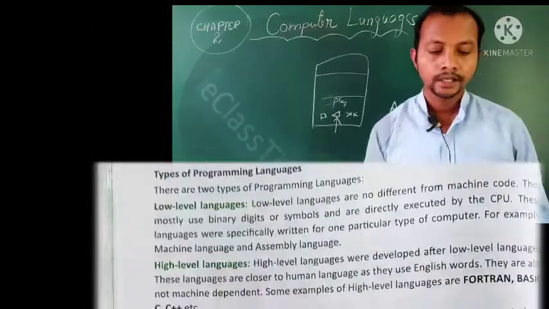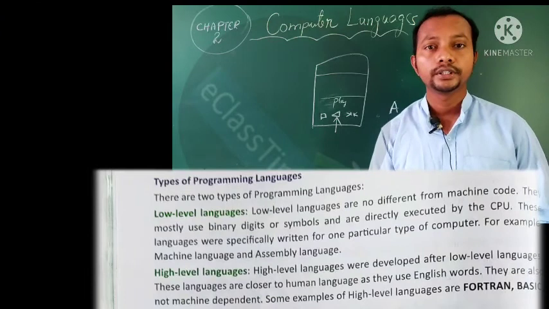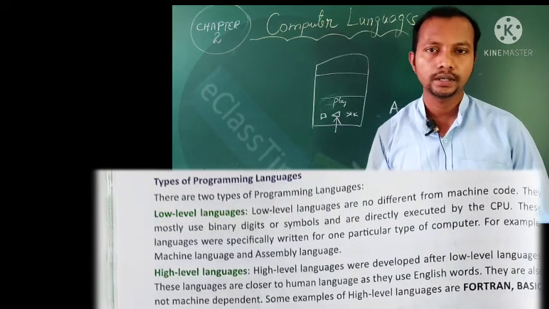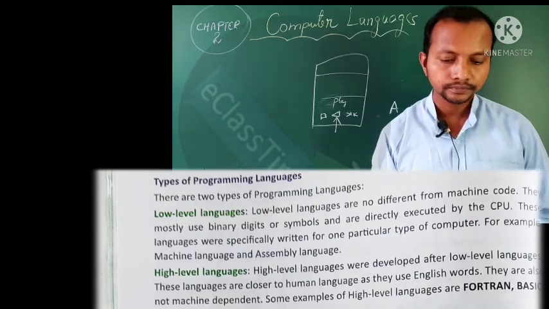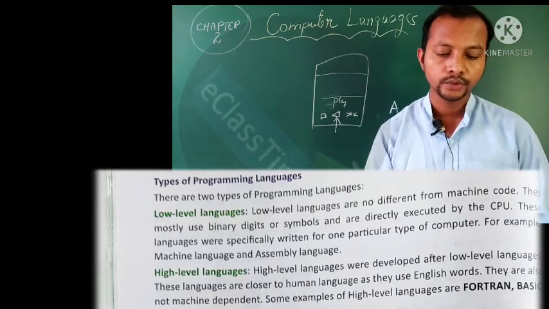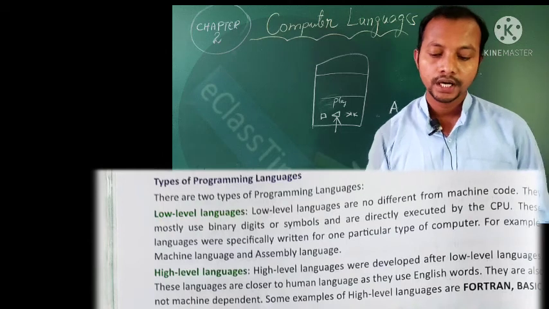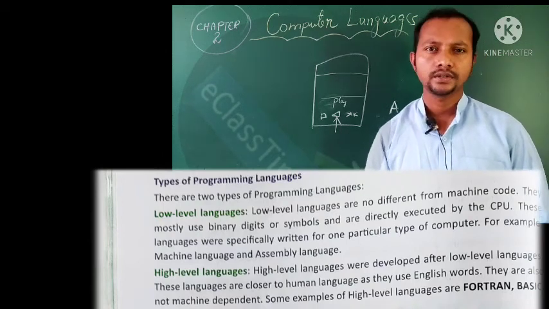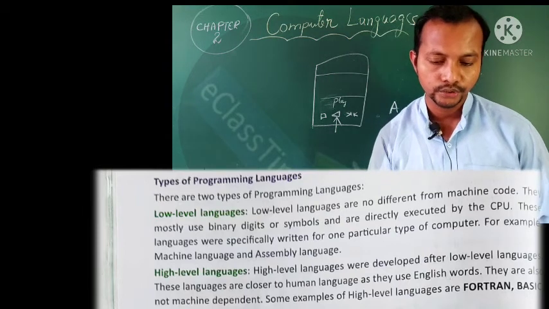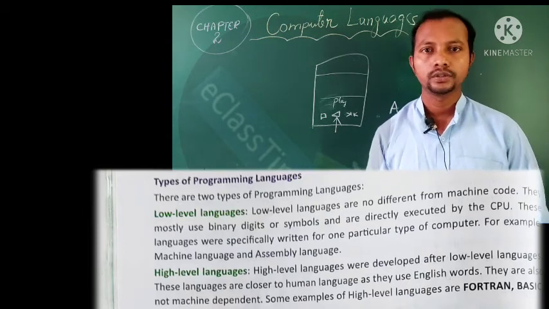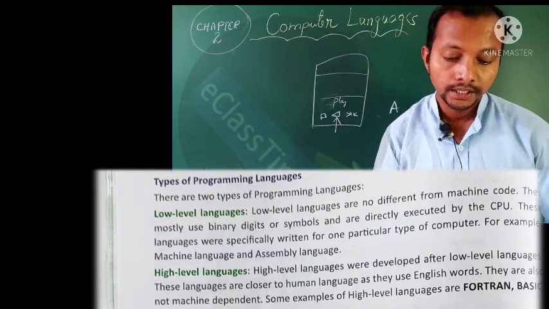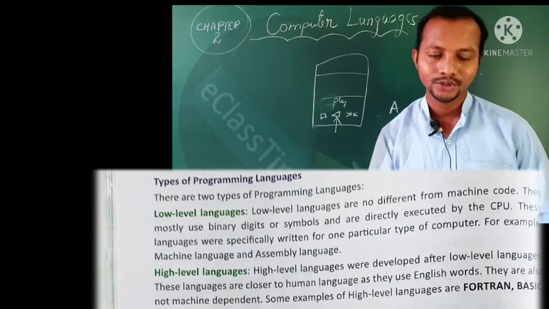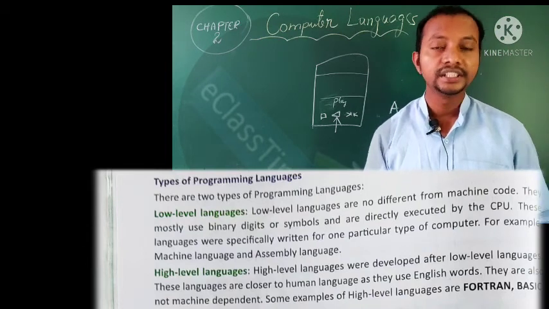Okay, dear friends. Now, the programming languages the computer has are of two types. One is low level, the other is high level. Now, what is this low level language? Low level languages are no different from machine codes, machine languages, as I told. It was not like human language. They mostly use binary codes and symbols. I showed you the symbols, and binary codes also. So these are low level languages.